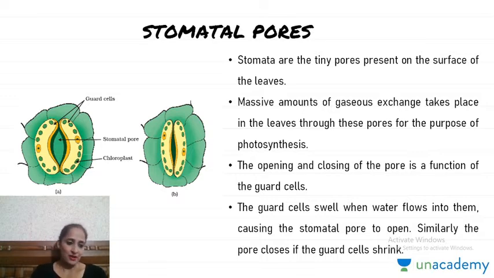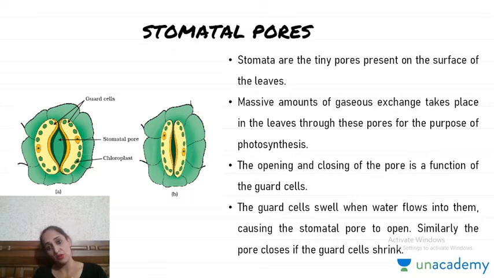Okay, so the next one that I have picked is stomatal pores. What is stomata and what are stomatal pores? Gas exchange, water exchange, all those exchanges from the plants occur through these pores. These are the openings on the leaves or the stems or other parts of the plant.